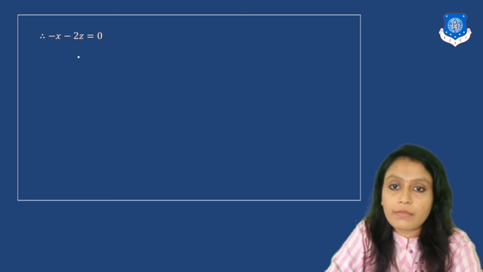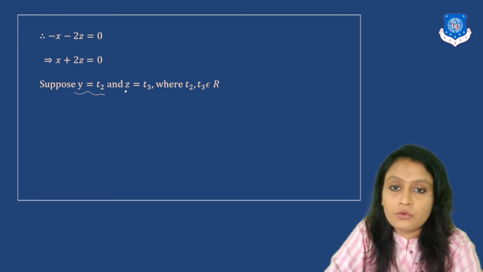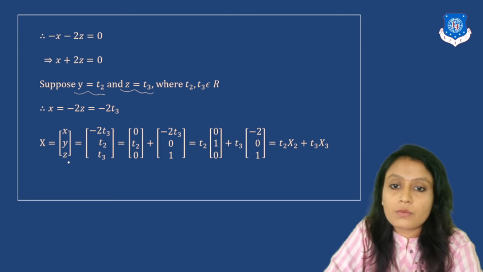Now we will take minus common from this, so you will get x plus 2z is equal to 0. We will suppose this y as t2 and z as t3. So you will get the answer of x as, bring this 2z here, so x is equal to minus 2z, and z we have supposed as t3, so it is minus 2t3. Now we will find this x, that is x, y, z.